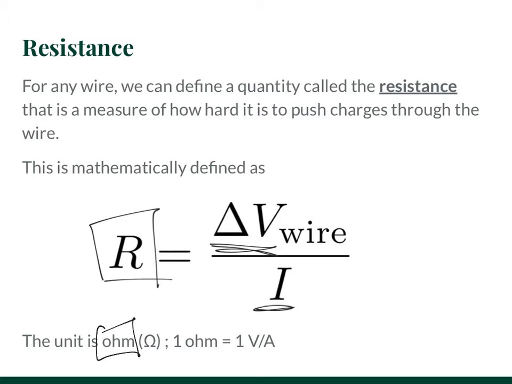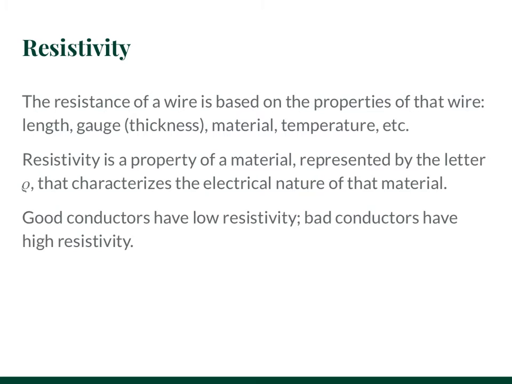1 ohm is 1 volt per amp, as you could see from the lovely equation. And ohm is represented by this capital omega. Resistivity is our next vocabulary thing, and it is different from resistance.